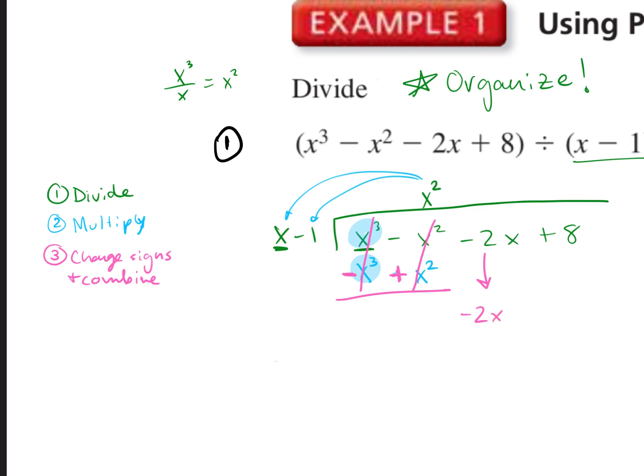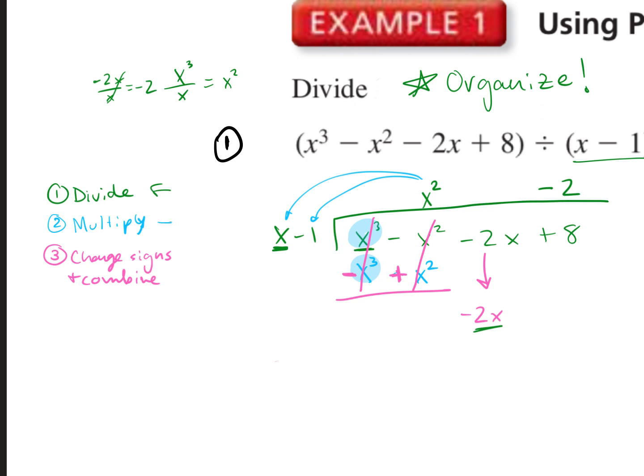So step 1 is divide. I'm going to divide negative 2x divided by x. So if you need to see it, let's write it out on the side here. Negative 2x divided by x. Well, the x's cancel and we're left with negative 2. So -2, I'm going to write, since that is a constant, I'm going to write it on top of the constant number.